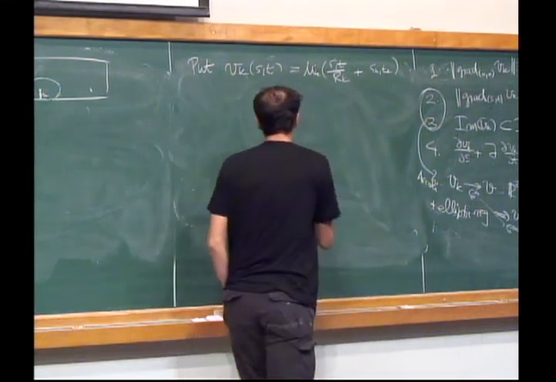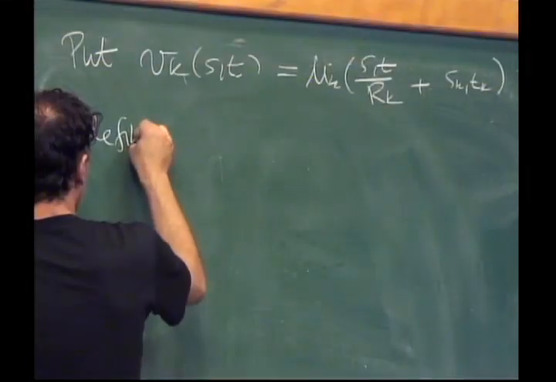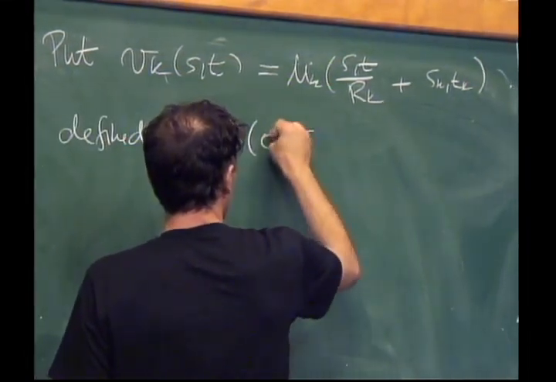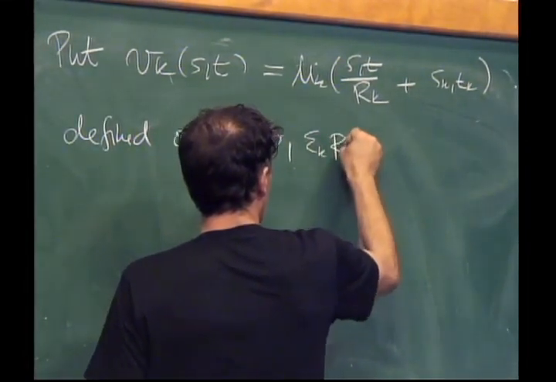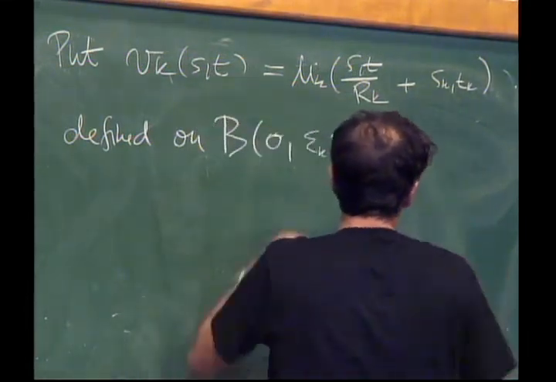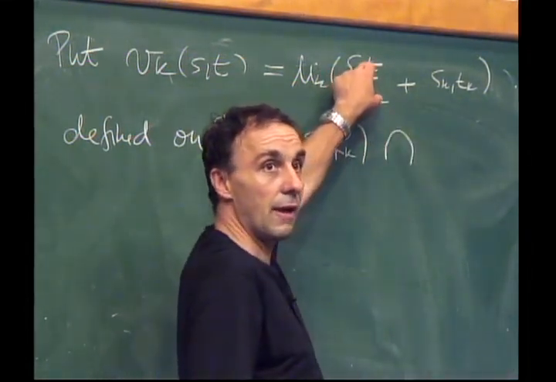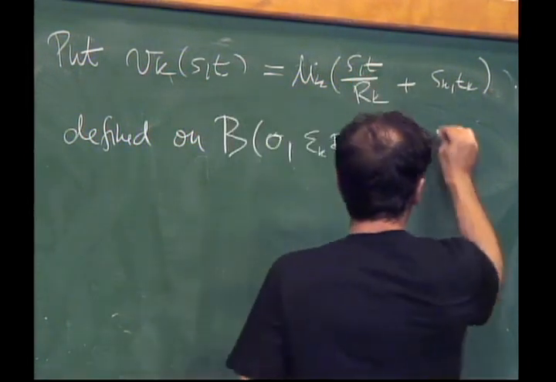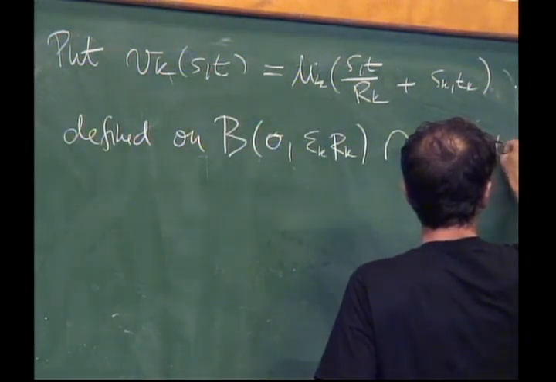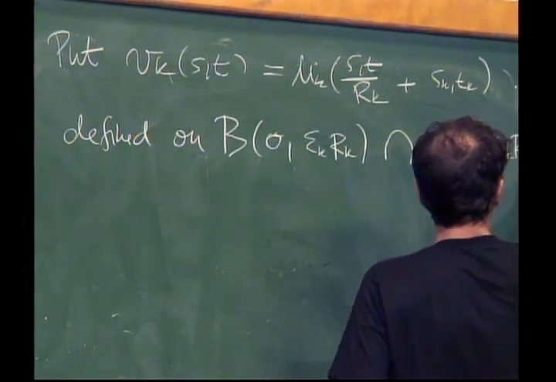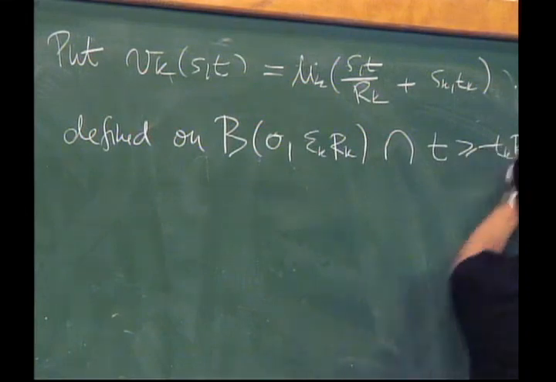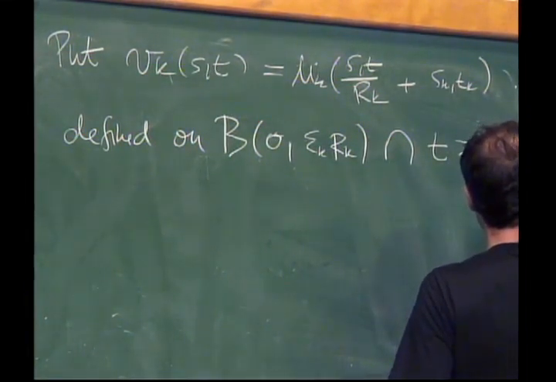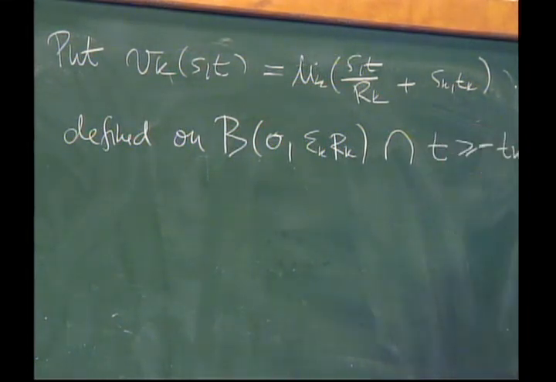Now this is defined on this ball, but intersected with this, you need to have T positive, right? So T greater than minus Tk Rk. Okay?